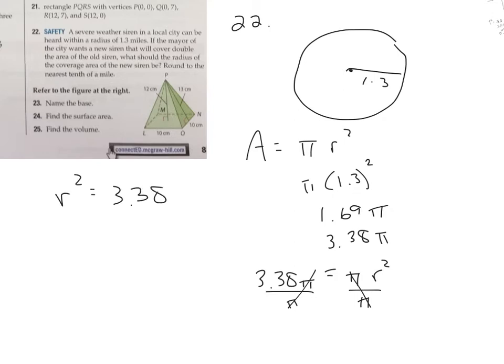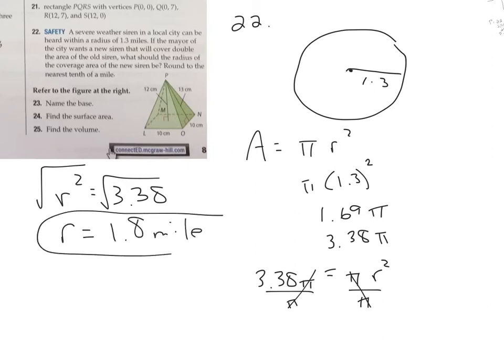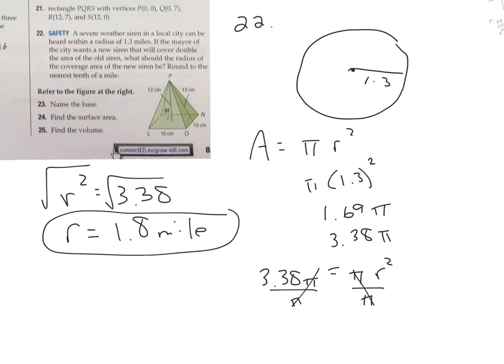Now to find the radius, all we would have to do is take the square root of both sides. So the square root of 3.38 is, okay, when you take the square root of 3.38, you get 1.8. So the radius then is going to equal 1.8 miles. There you are. All right. Let's go ahead and do number 23.